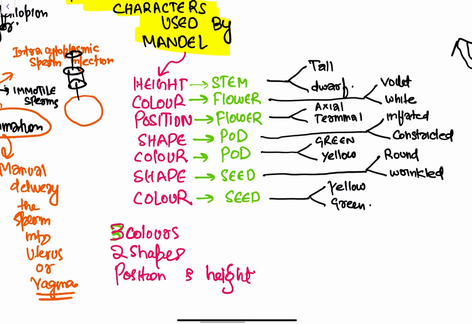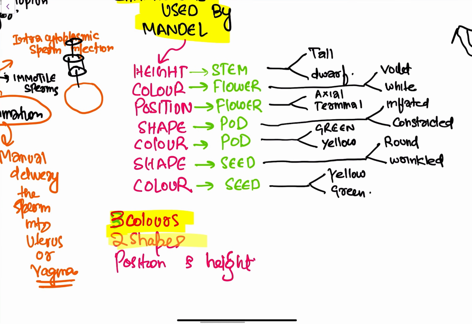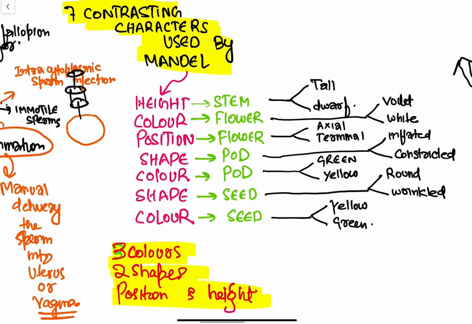So you remember it like this: there are 3 colors, 2 shapes, and position and height. Height of the stem is taken as a character. Tall is dominant, dwarf is the recessive. Then color of the flower is taken where you have violet and white, and position of the flower is taken where you have axial and terminal. Shape of the pod is taken where you have inflated and constricted. Color of the pod is taken where you have green and yellow. Shape of the seed is taken where you have round and wrinkled, and color of the seed is taken where you have yellow and green.